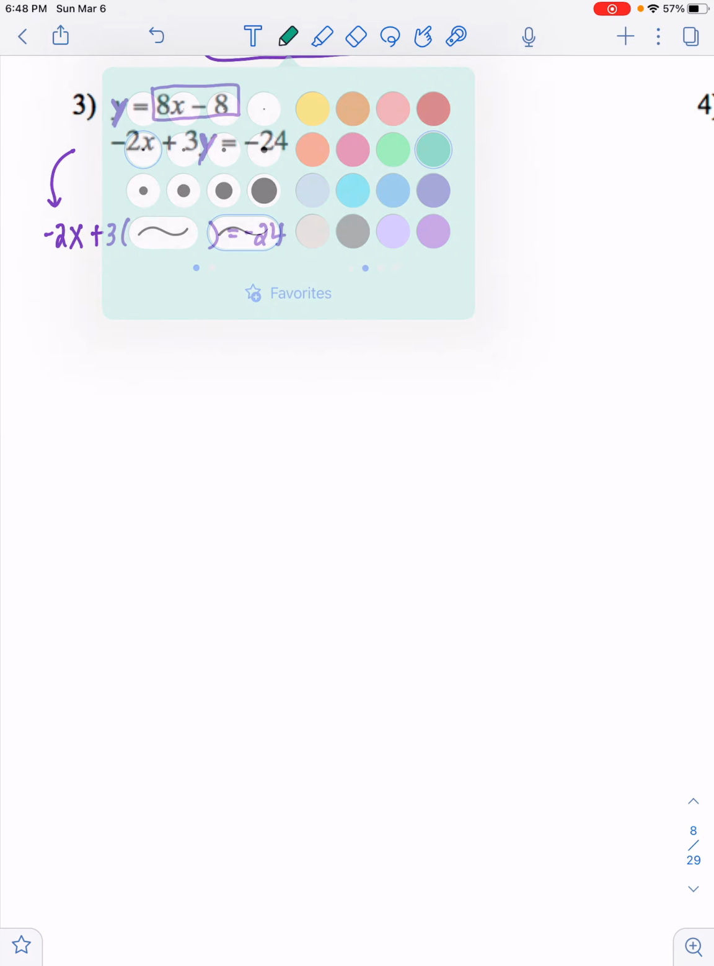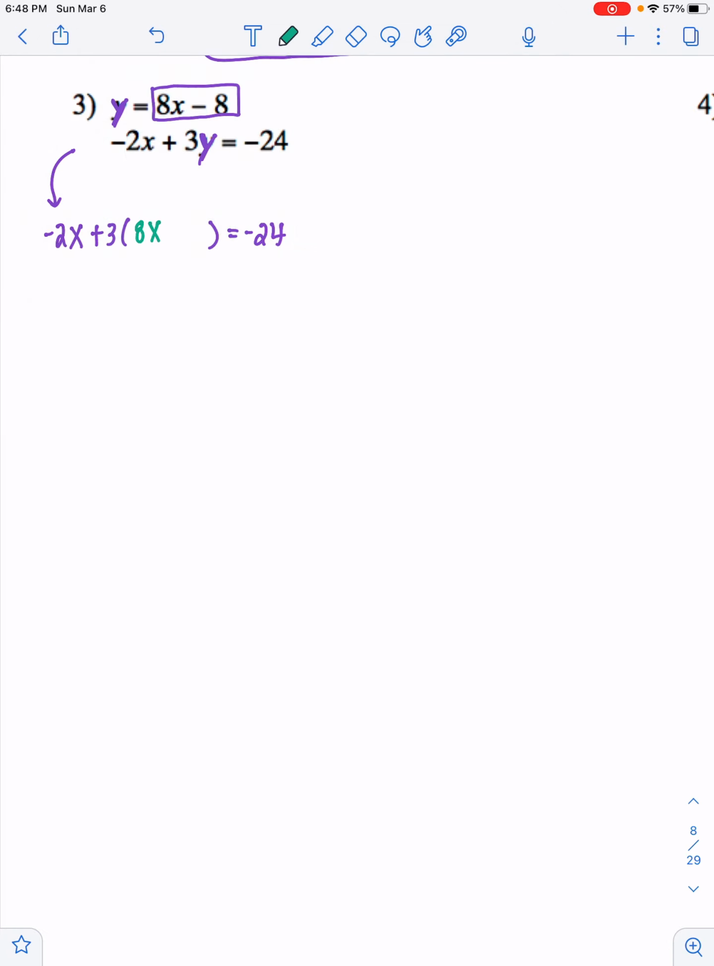And what is y equal to? Y is equal to 8x minus 8. All right, it's a regular equation now. We have one variable, so we can use "Don't Call Veronica After Midnight." So I have negative 2x, and let's distribute this 3. 3 times 8x is plus 24x. 3 times negative 8 is negative 24, and that's equal to negative 24.